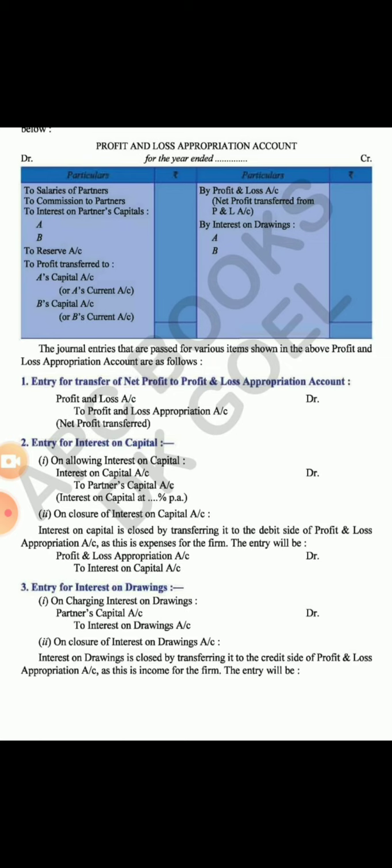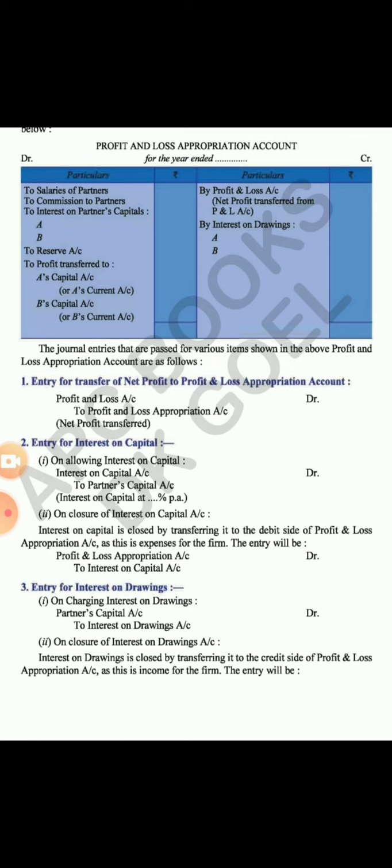Okay. Then next, reserve. If the question says to transfer an amount from the PL appropriation to reserve, then we enter it in this part, to reserve. Then see the credit side, by profit and loss. This profit and loss comes from the profit and loss account, transferred from there.